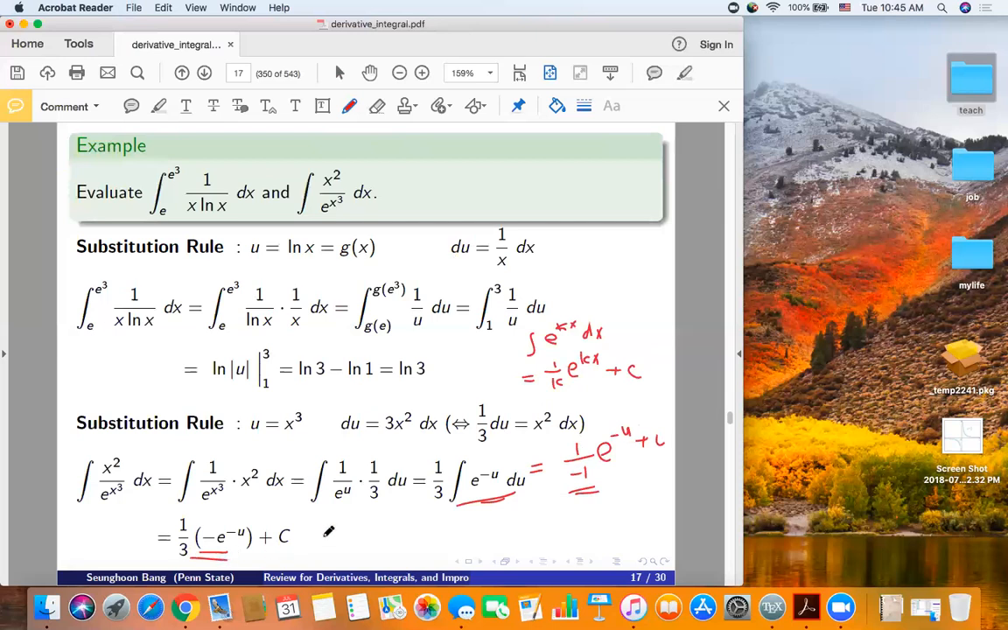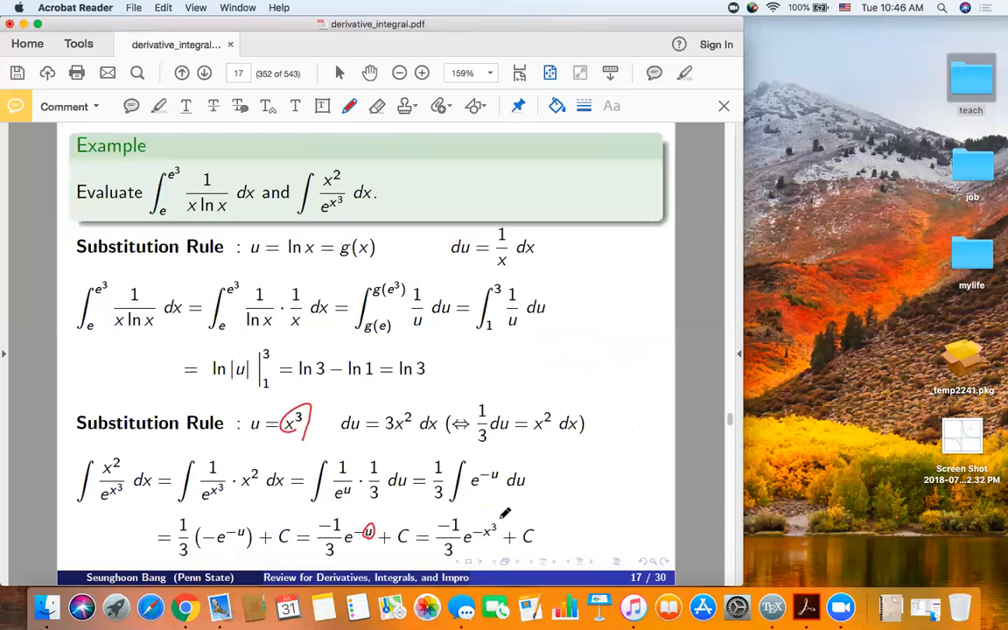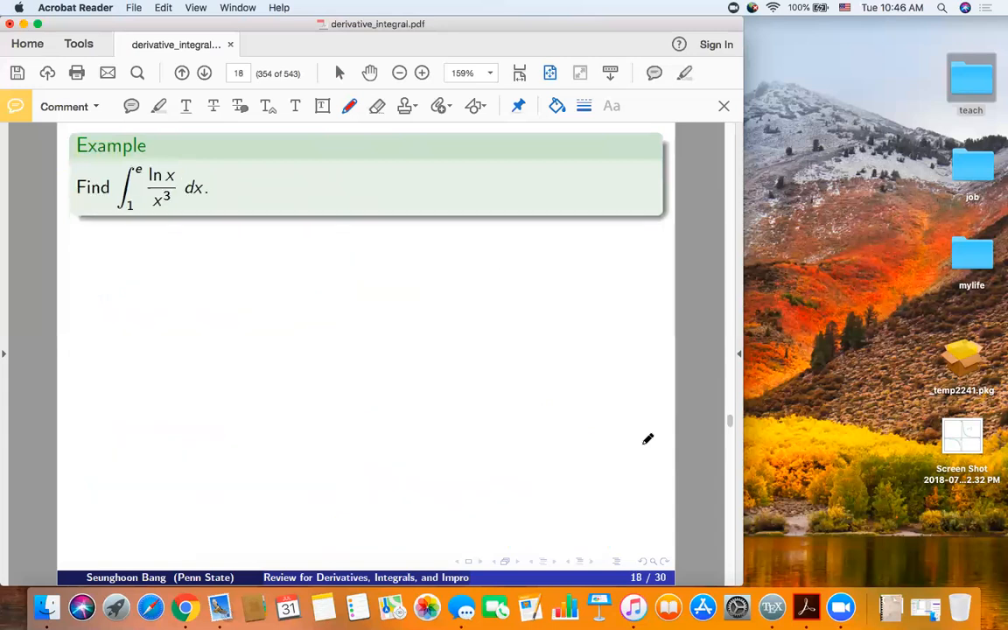So like this. The next, change back. Here, this u is x cubed, plug into here. That's it. This is the final answer. So -1 over, you can change it to the positive exponent, 3 times e to the x cubed, plus c.